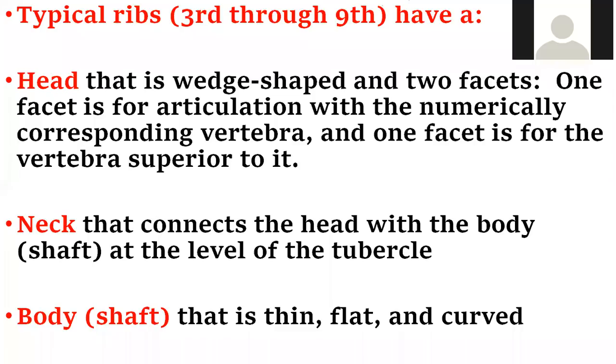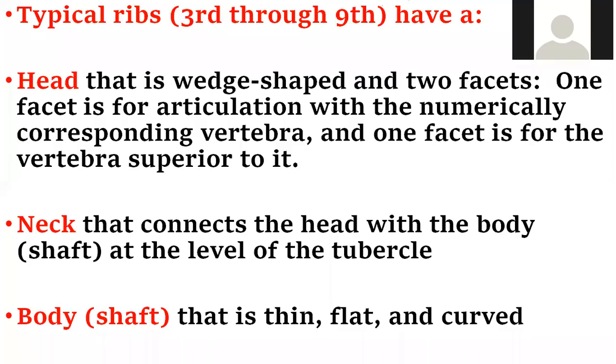Now, let's discuss atypical ribs. Atypical ribs don't have the characteristics that have been mentioned before, and the ribs grouped under this are the first rib, the second rib, the 10th rib, the 11th rib, and the 12th rib. So how many are they in all? There are 5 in all.